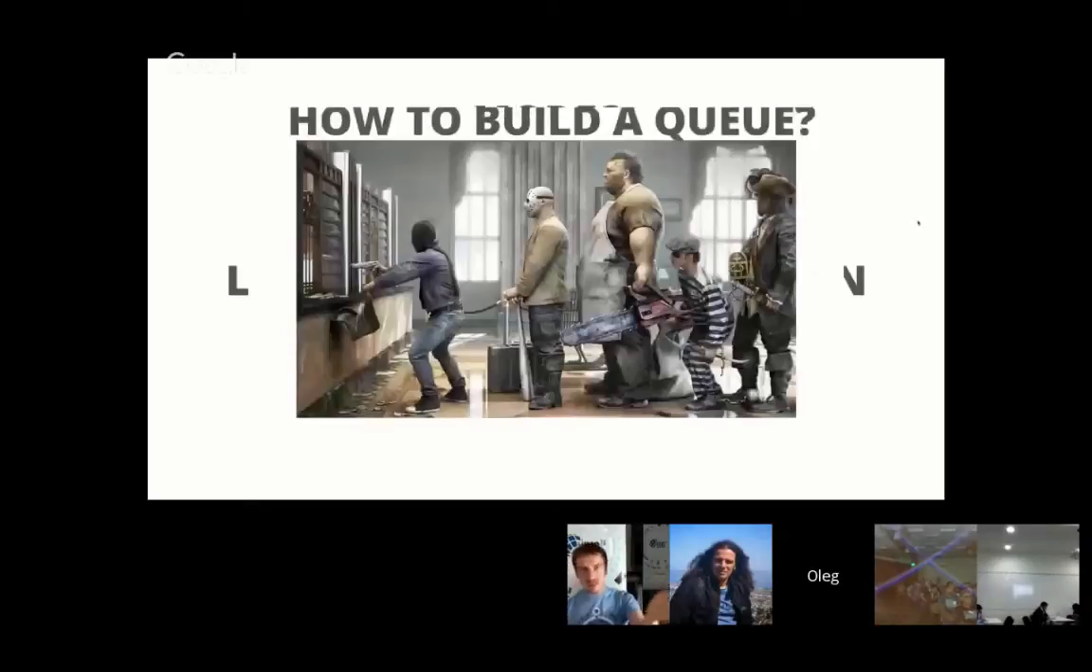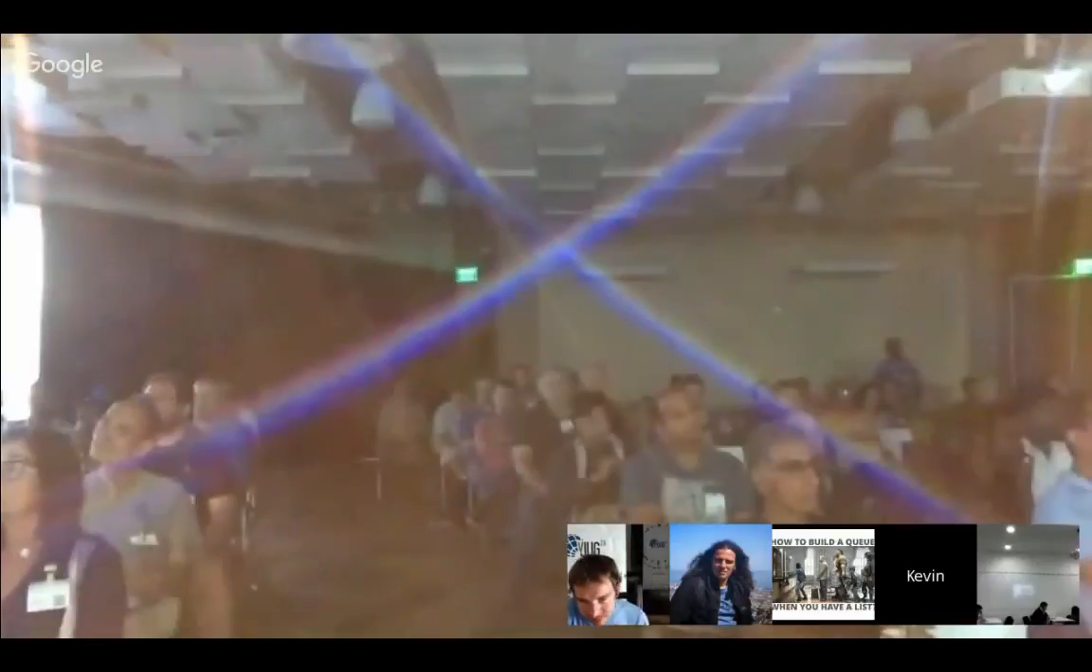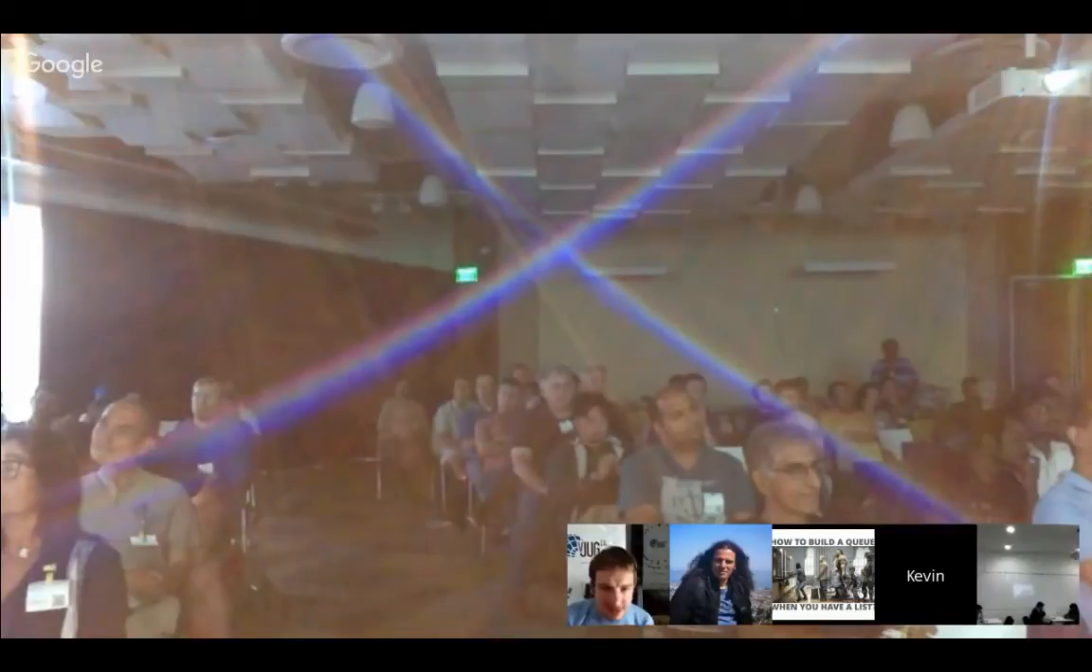So since we've seen a list, now we are ready to build a queue, and we will build a queue using a list. Do you have an idea how to build a queue when you have a list? If you have an idea, you can raise your hand. I can see you right now. How to build a queue when you have a list?